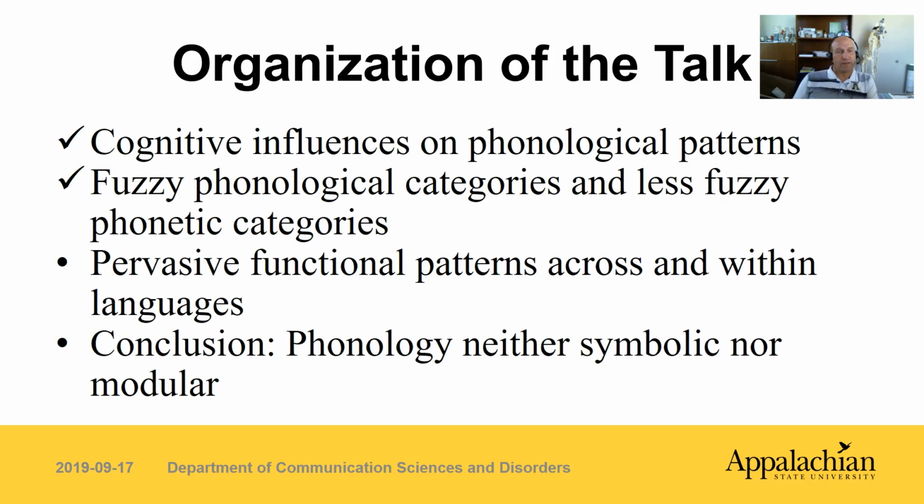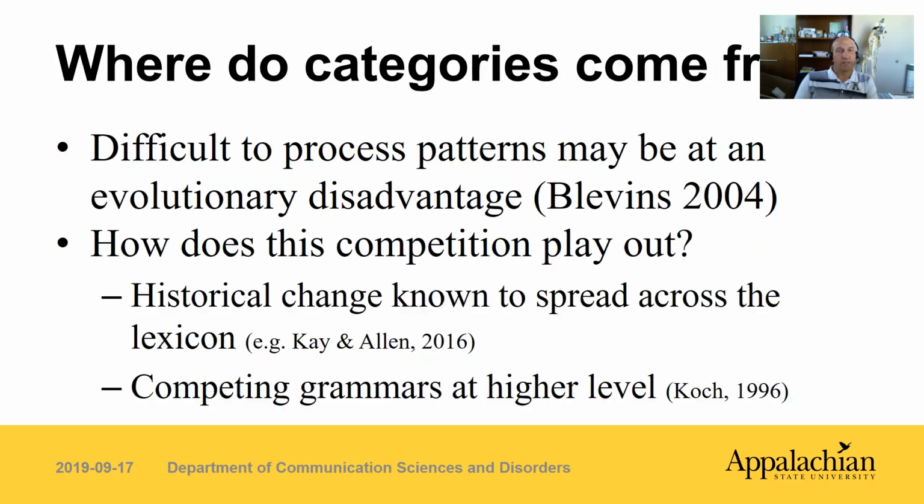Moving on then to the third set of data, looking at functional patterns both across and within languages. This gets into the notion of where do these functionally affected categories come from. This is pretty much the heart of Blevins' evolutionary phonology, where difficult to process patterns are at some sort of competitive disadvantage diachronically. How should this competition play out then? We know that historical changes spread across the lexicon. They don't just apply universally to all items at a particular time.